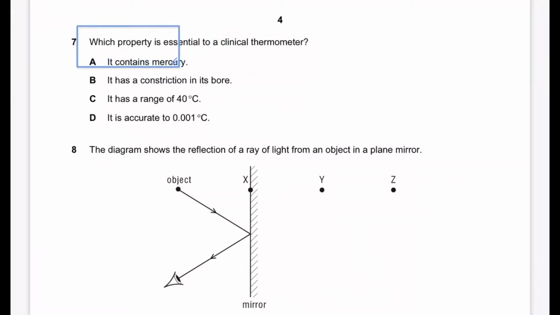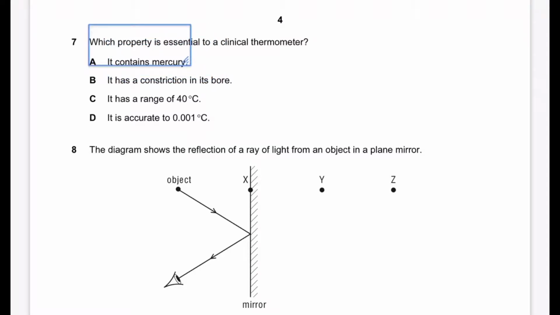Alright, question 7. Which property is essential to a clinical thermometer? A. It contains mercury. Okay, in option A, traditionally, there are two types, mercury and alcohol thermometers. But nowadays, thanks to the pandemic, digital infrared thermometers are everywhere. So back to this option, let's pretend that it's still traditional since it's a 2011 paper.